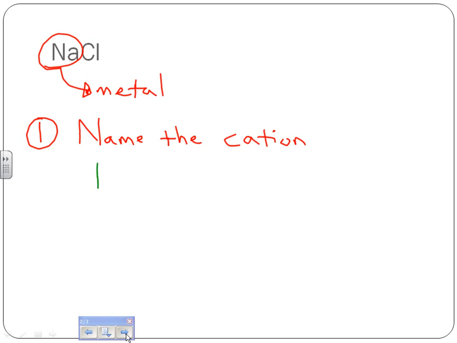So in this case, if you look at the formula, the metal that's given is Na. When we look on the periodic table, or maybe we know, this element has the name sodium. That's the symbol Na, which represents the element sodium. So that's going to be the first part of our name.